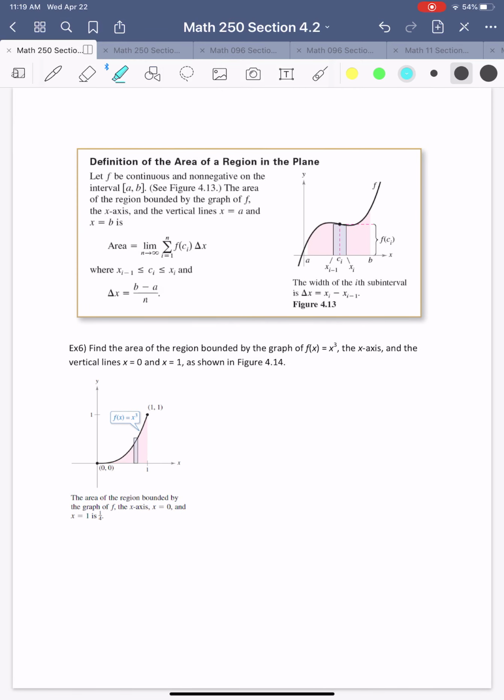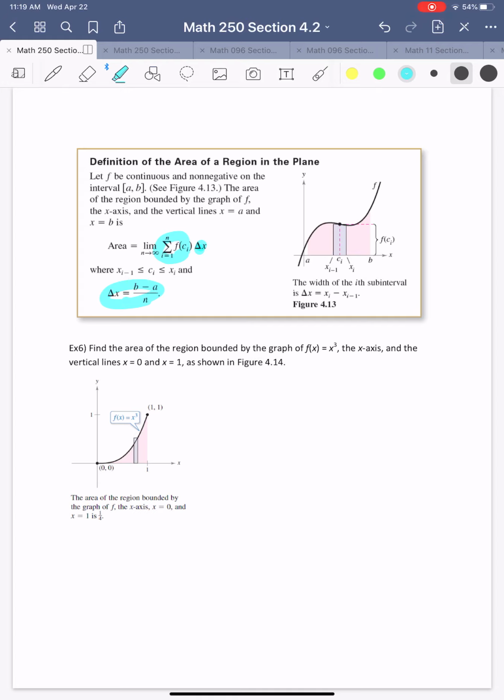Alright, so the next problem. The definition of the area of a region in the plane: let f be continuous and non-negative on the interval a to b. The area of the region bounded by the graph of the function from a to b, we try to look for those. So the area is the limit as n goes to infinity of the sum of the function values times widths. So this is a height and this is a width, where x_{i-1} is less than or equal to c_i, which is less than or equal to x_i, and delta x is the width that we can find.